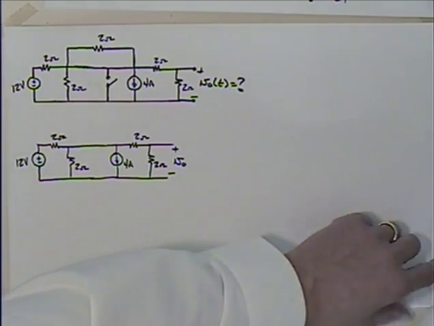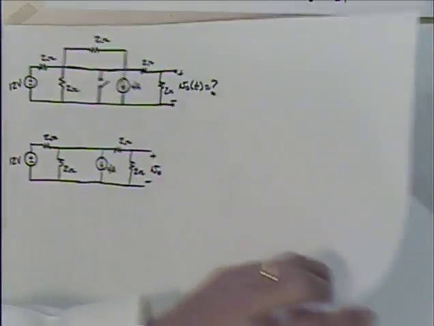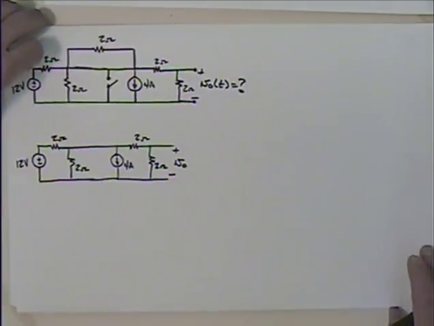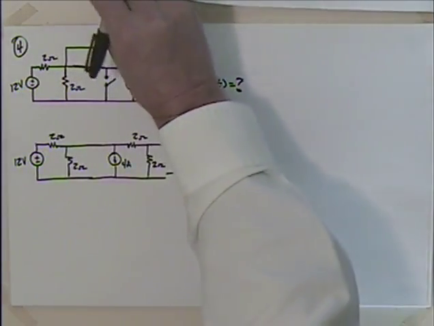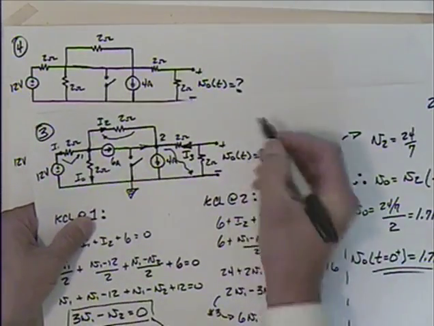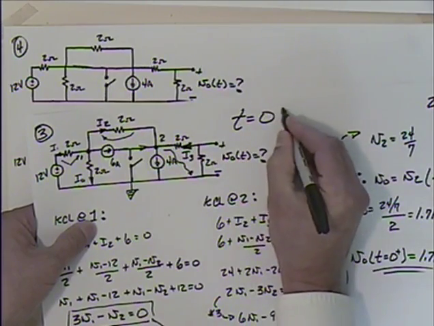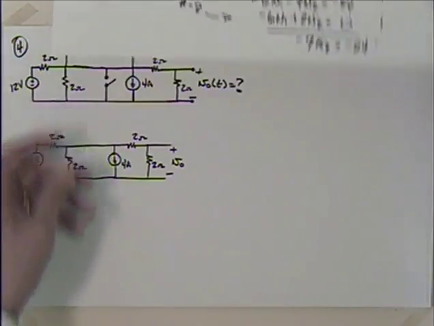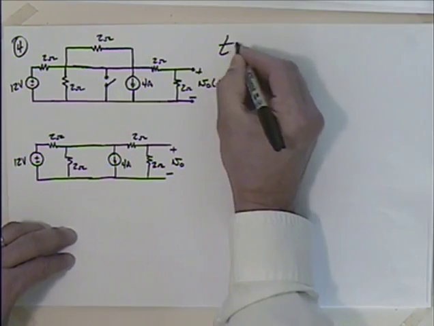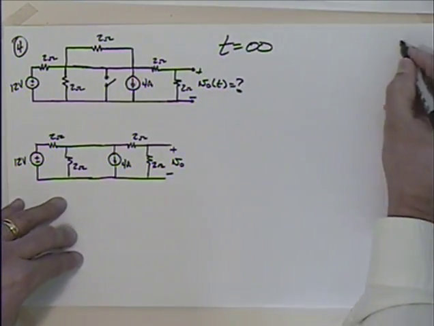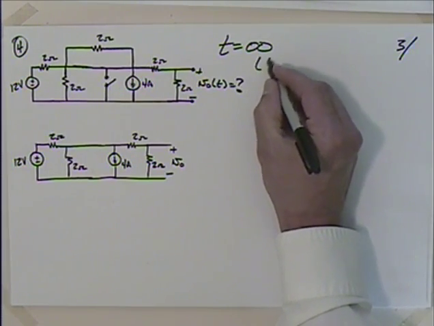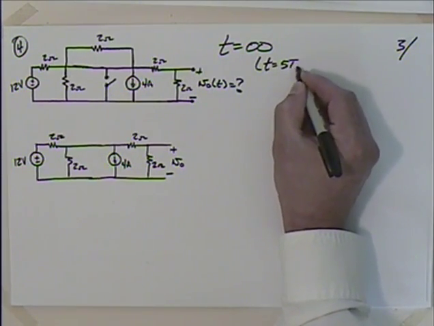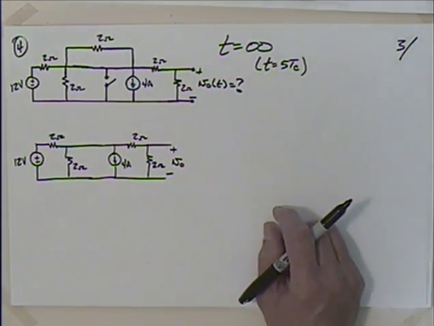Step number 4, what we do as we go from step number 3 to step number 4 is we just wait. We've got to let some time go by, because remember that at 3, t was equal to 0 or 0 plus, and at 4, t is equal to infinity. Or what's that? t equal to 5 time constants. So how do I do that?